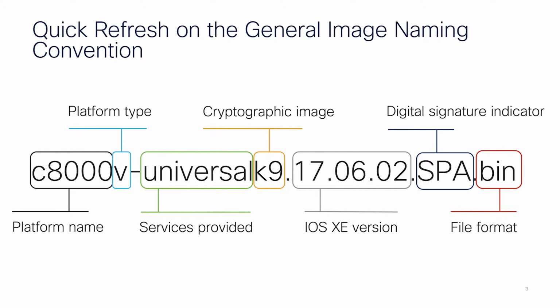And finally, in the red box, we have the file format. Due to the nature of the C8000V and all its virtual attributes, it has an abundance of virtual image packaging options, which we will be going over in the following slides. In this specific example, the image is a binary file which is used for inline upgrades.